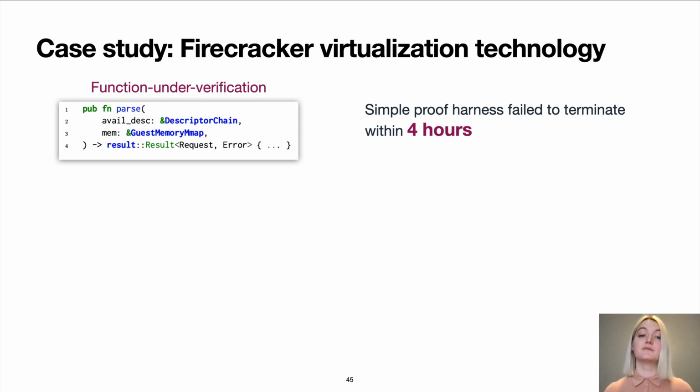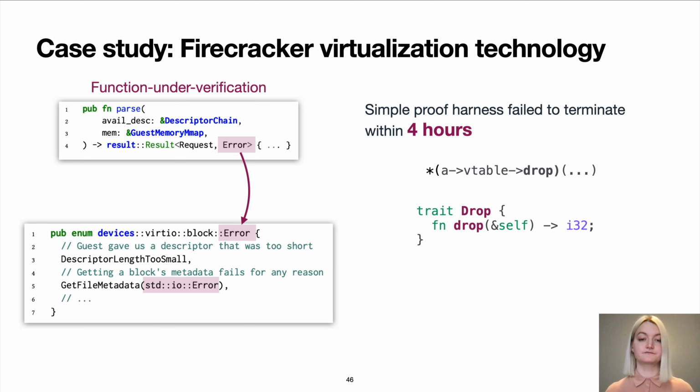And we found that even a simple proof of this function failed to terminate within 4 hours. When we dug into this further, we found that it was the return type error, which later used a standard IO error, and that code was implicitly being dropped through a vtable call. So again, drop is sort of the destructor function, and it's implemented through this trait Drop, which has a function drop that takes a reference to self and returns an integer.